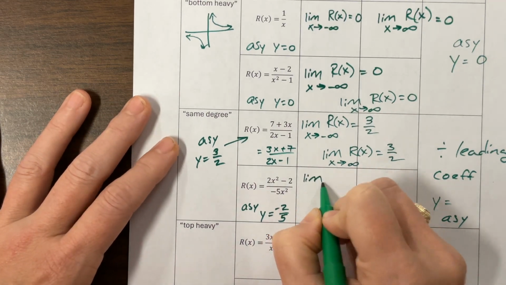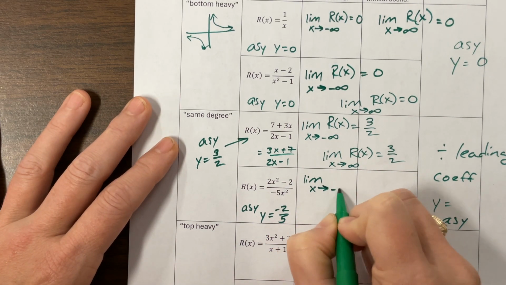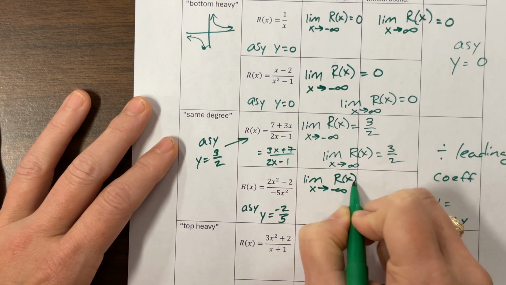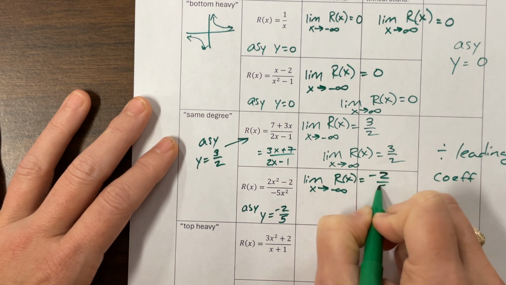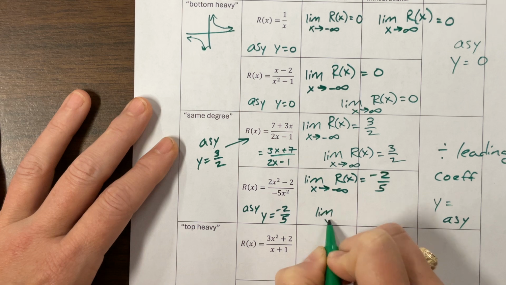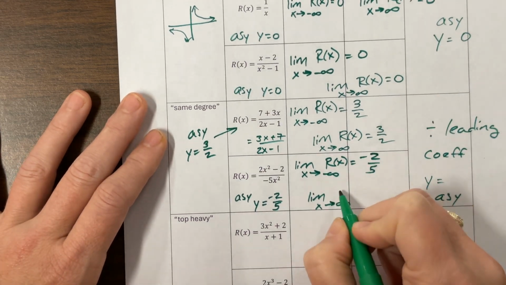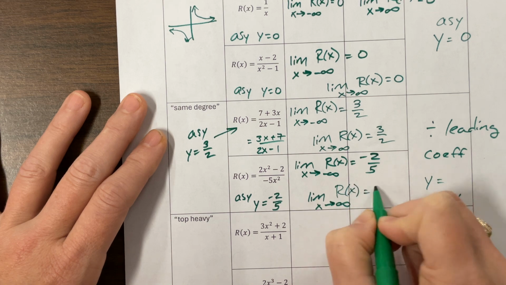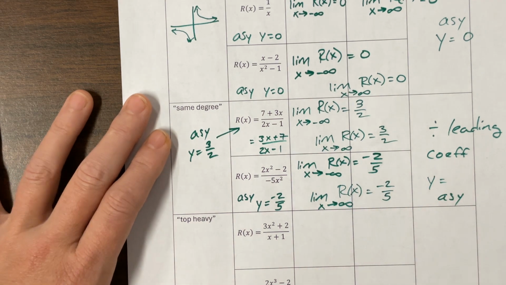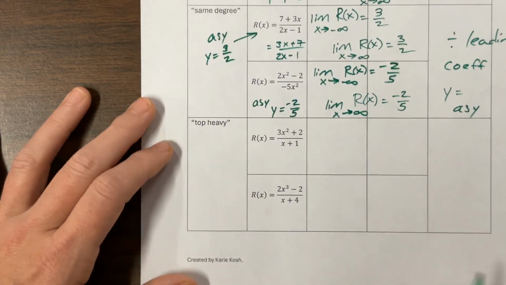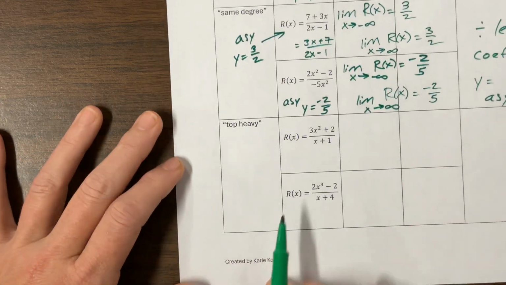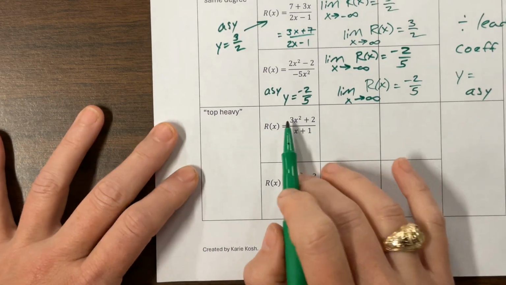So the limit on this r of x as x goes to negative infinity is equal to negative 2/5. And the limit as x goes to positive infinity, that was a negative infinity right there, by the way, of r of x is equal to my asymptote again. Isn't that fun?